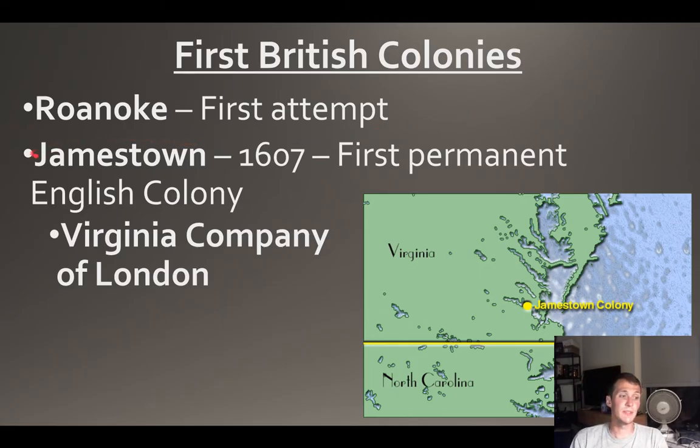So you have Jamestown. This is a big date, right? 1607. It is ultimately the first permanent English settlement in the New World, and it's going to stick, right? So that's a big deal and pretty important. And again, this is the Virginia Company of London looking to make money, right?